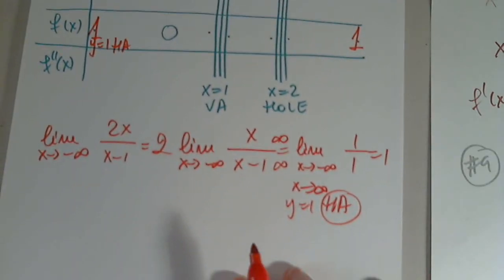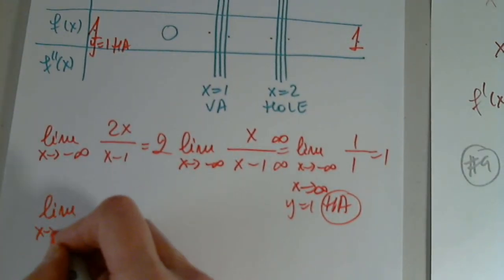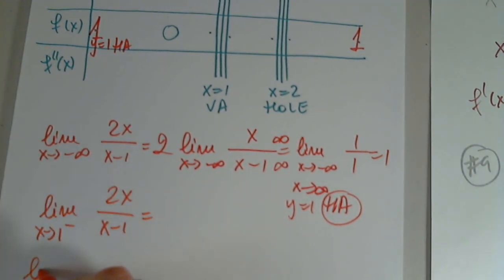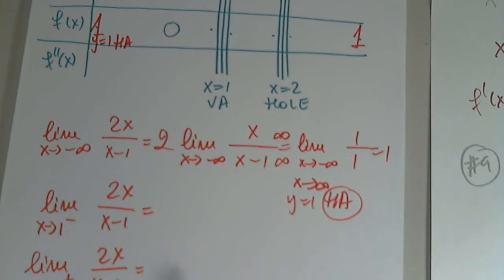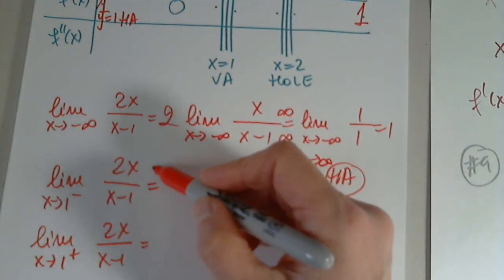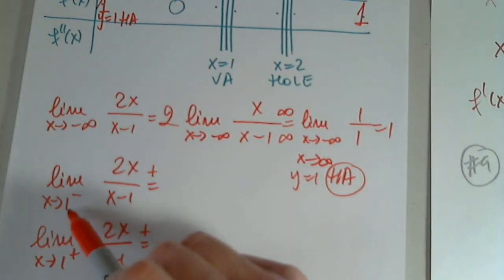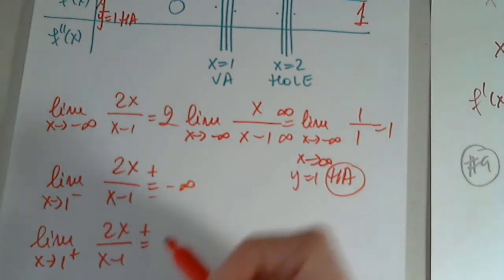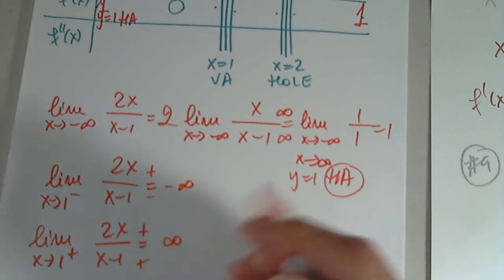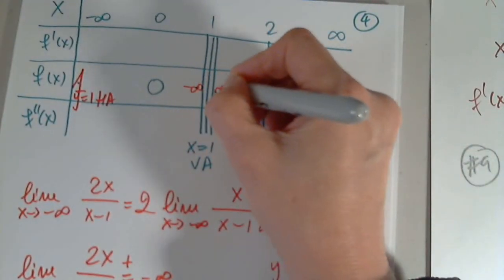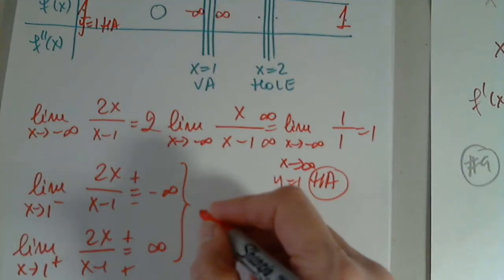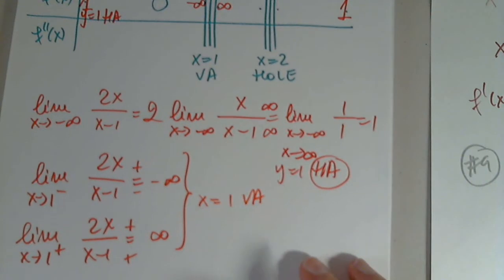Left and right of 1. Limit as x approaches 1 from the left of 2x over x minus 1, and limit as x approaches 1 from the right of 2x over x minus 1. The numerator is definitely positive, and the denominator with 0.9 will be negative, and with 1.1 will be positive. So I know negative infinity, positive infinity. Therefore, as already mentioned, x equals 1 is a VA.